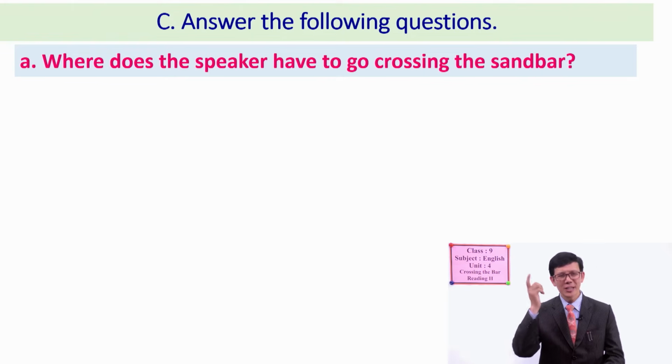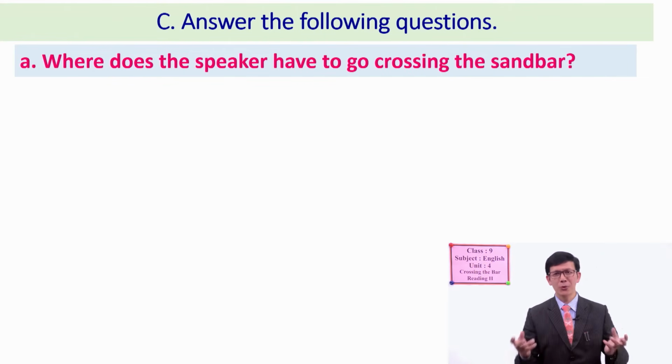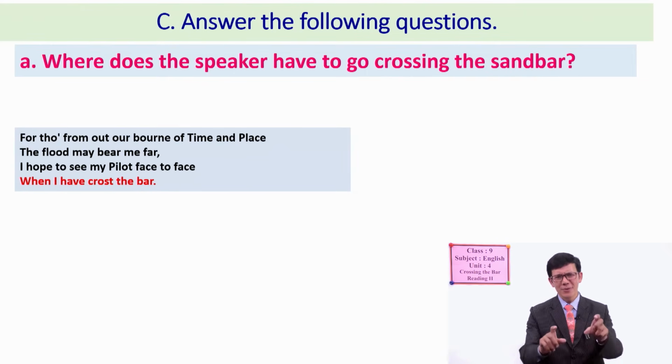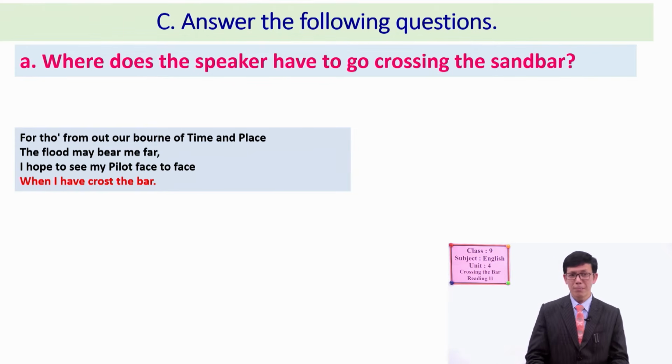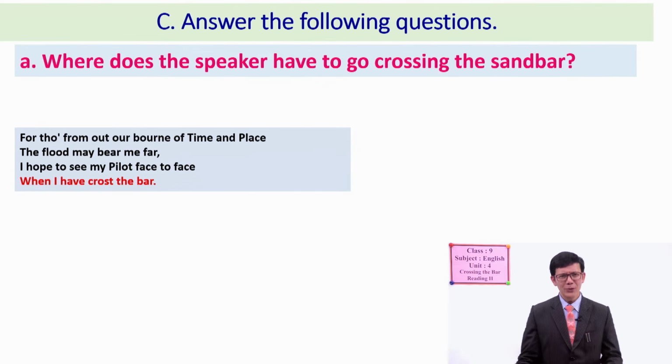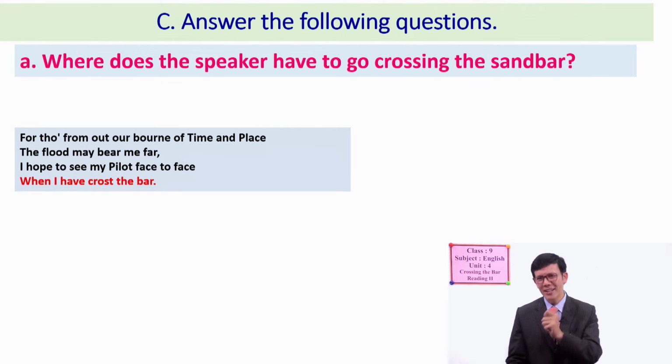Can you guess where the speaker has to go crossing the bar? You might guess from the very stanza. What you can see: for though from out our bourne of time and place, the flood may bear me far, I hope to see my pilot face to face when I have crossed the bar. Where?